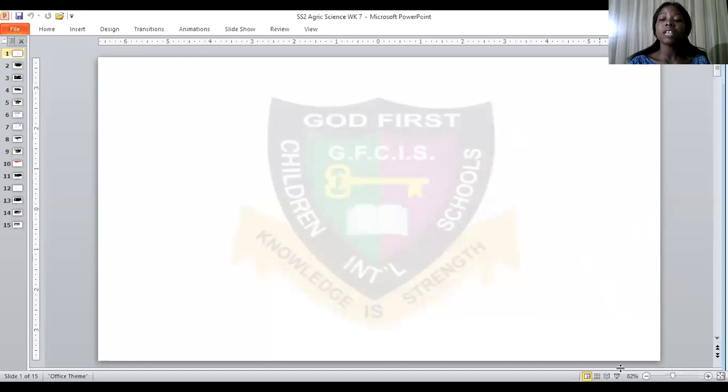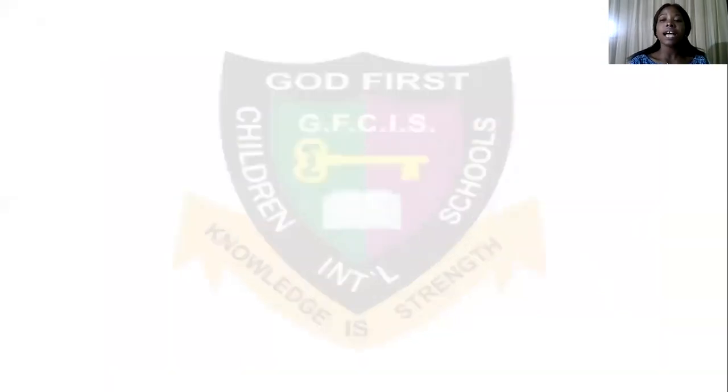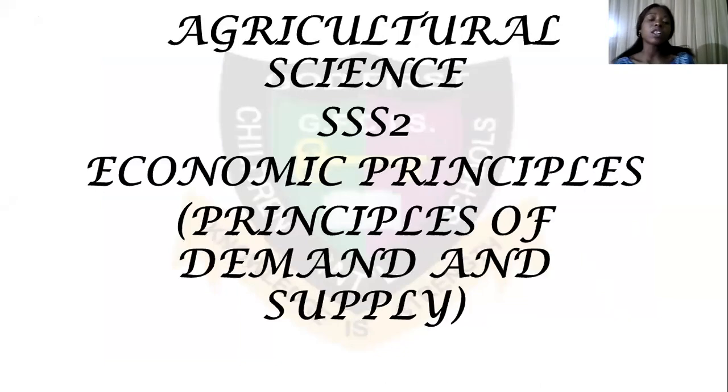So in this particular class, we'll be looking at a topic in agricultural science, like I said before, for SS2. So the topic is economic principles. Now we are going to be looking at the principles of demand and supply.